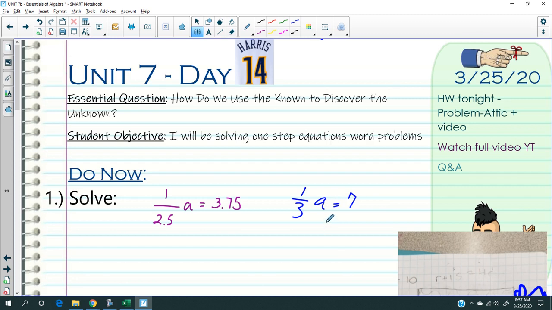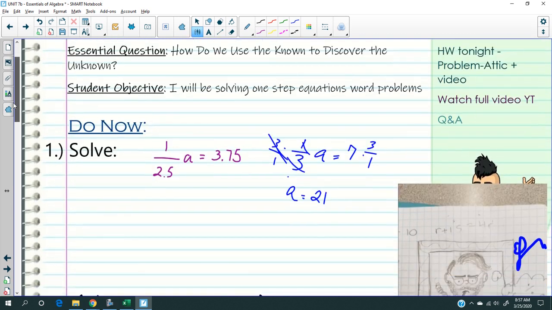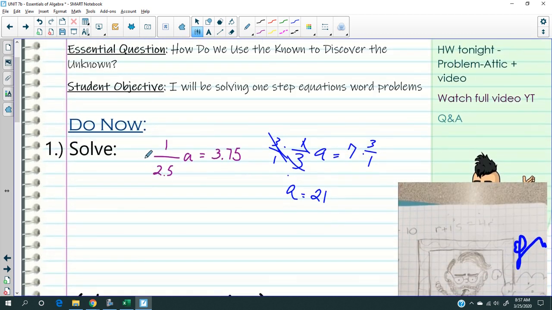would you be able to solve it? And you would, because you would multiply this by the reciprocal. So these cancel out, and then you'll be left with the answer. Here it is the same thing. You would have to multiply both sides by 2.5 over 1. These cancel out. That's A. And that's 3.5 times 2.5.